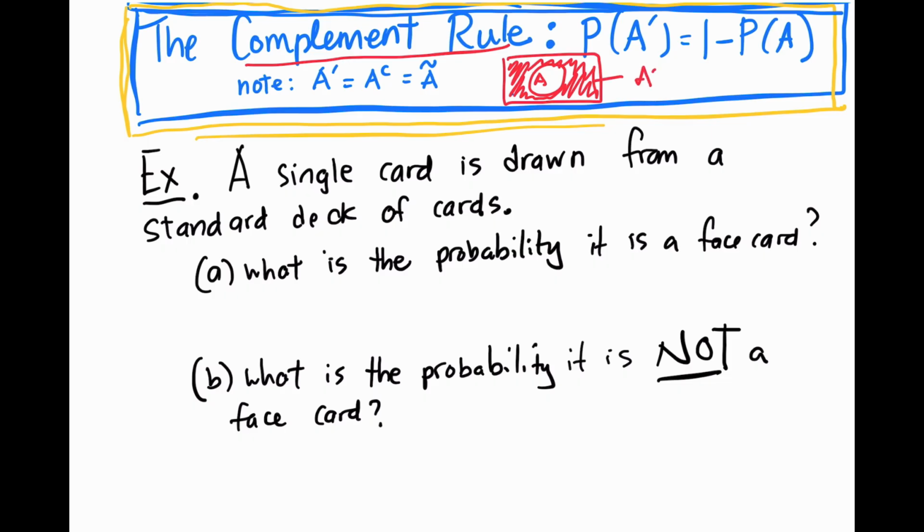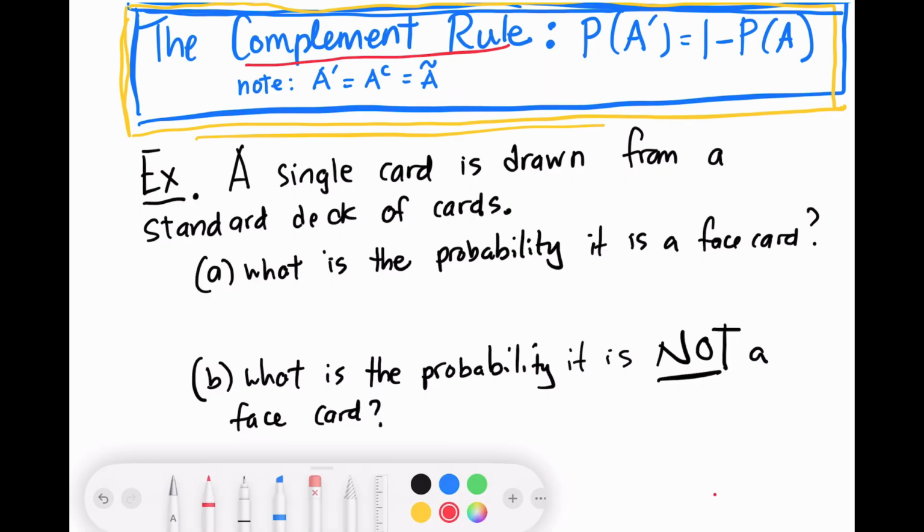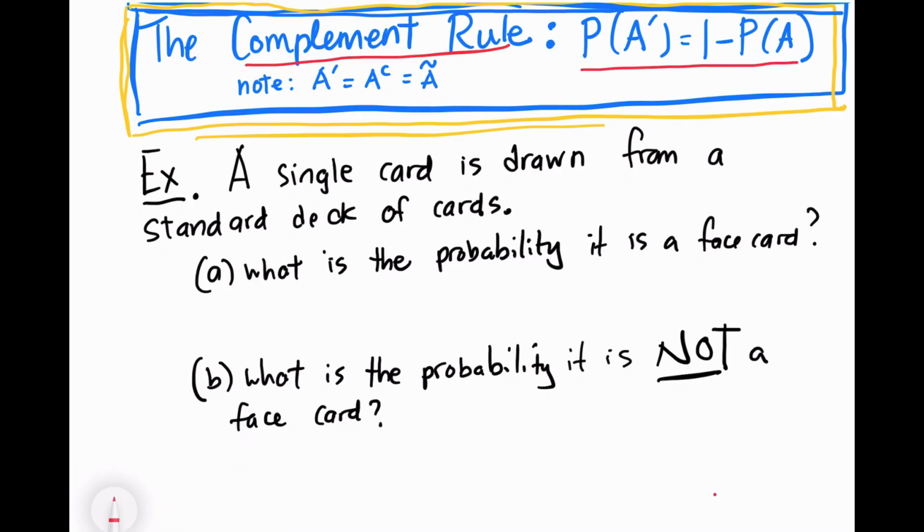And we can write that in different ways. Some people use this notation, some people use this notation, some people use this notation. The main rule that we have here is that if you want to calculate the probability of A complement, that is going to be equal to 1 minus the probability of A. So let's do an example so you can see how that works.